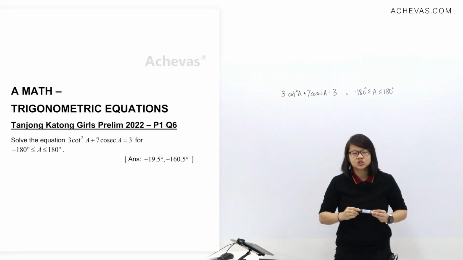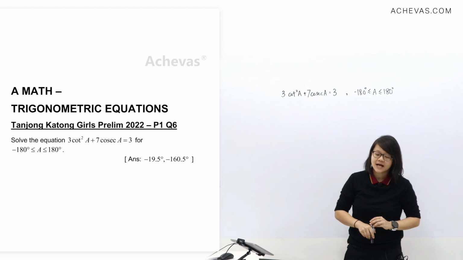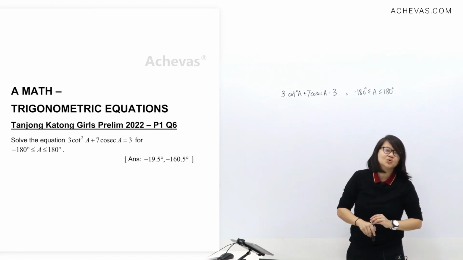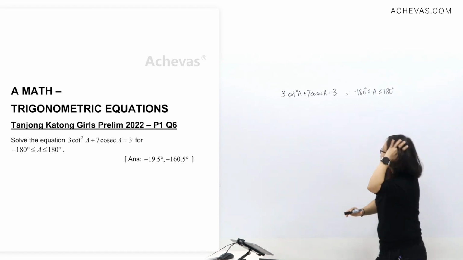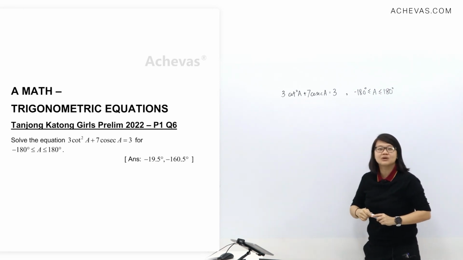Let's take a look at Tanjong Katong Girls Prelim 2022, Paper 1, Question 6. Solve the equation 3 cos square A plus 7 cosec A equals to 3 from negative 180 to 180. Now let's take a look at the equation over here. We have angle A, they are the same, which is good.